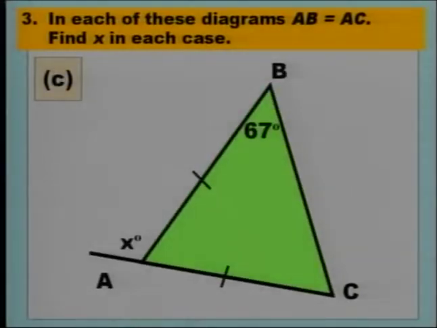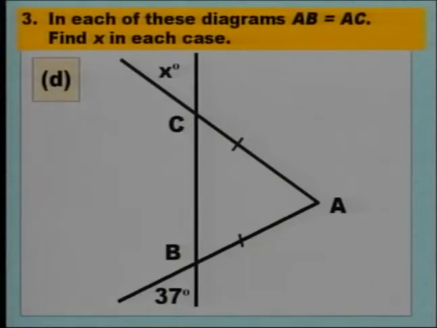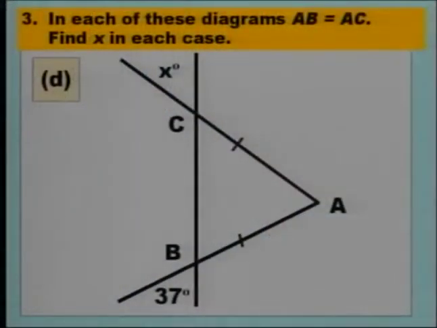Okay, letter C. Gabriel. 134 degrees. 134 degrees is correct for letter C. Letter D. Peter? 37 degrees. For what? For X equals 37 degrees. Okay. X is equal to 37 degrees for letter D.